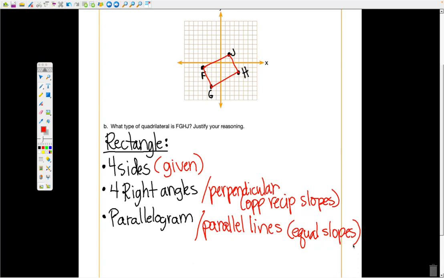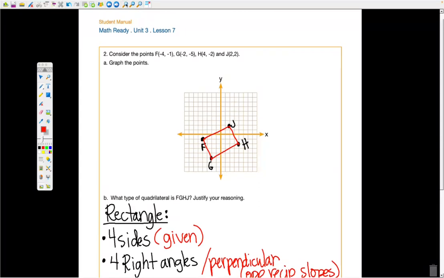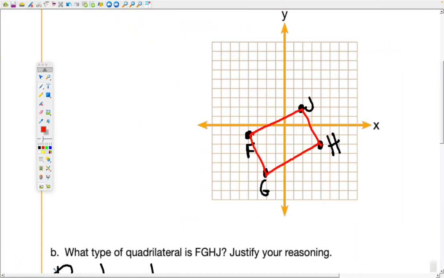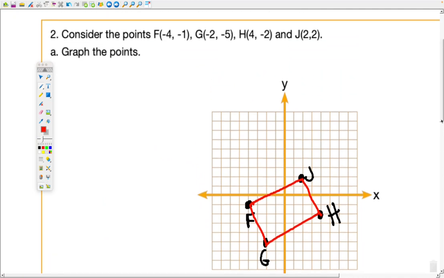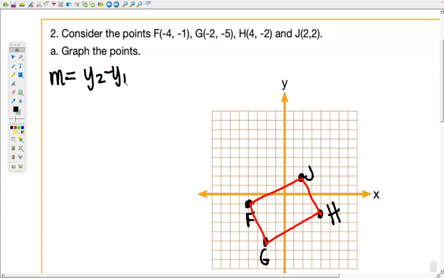This means all you're doing is using the slope formula. You don't have to use the distance formula on this one. So I'm coming up here and I'm going to start you with the slope formula. M equals y2 minus y1 over x2 minus x1.